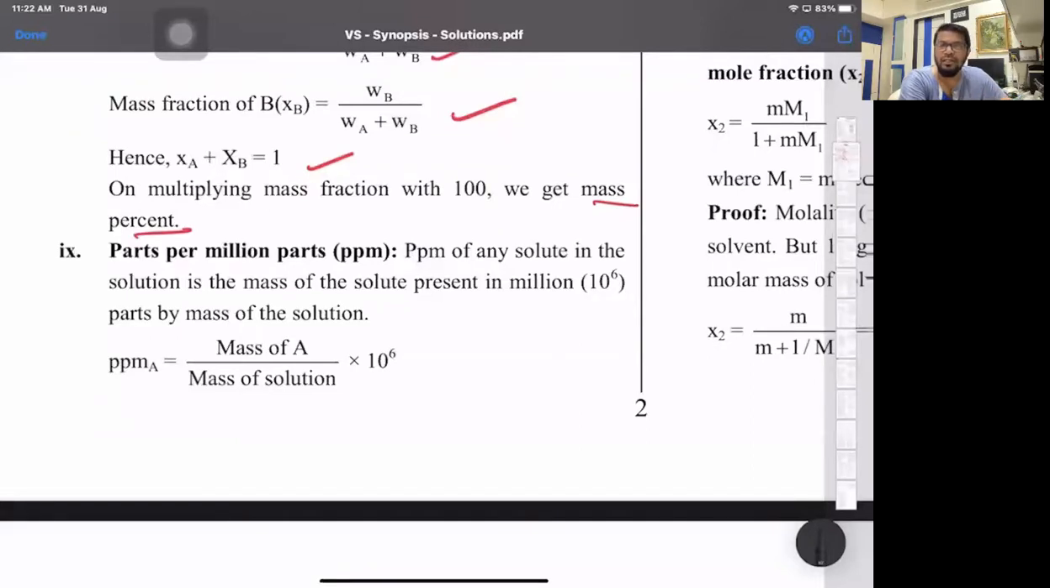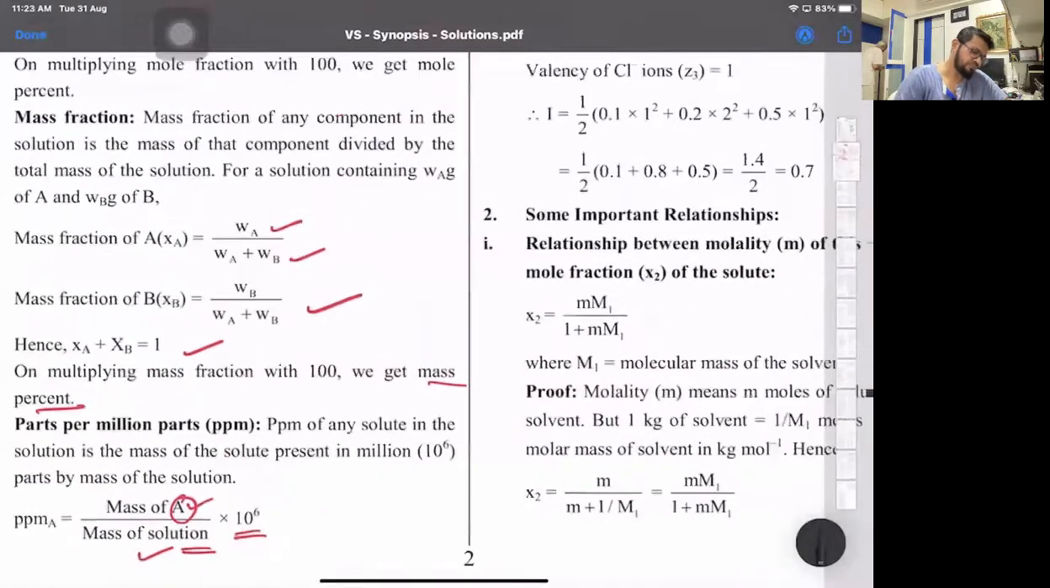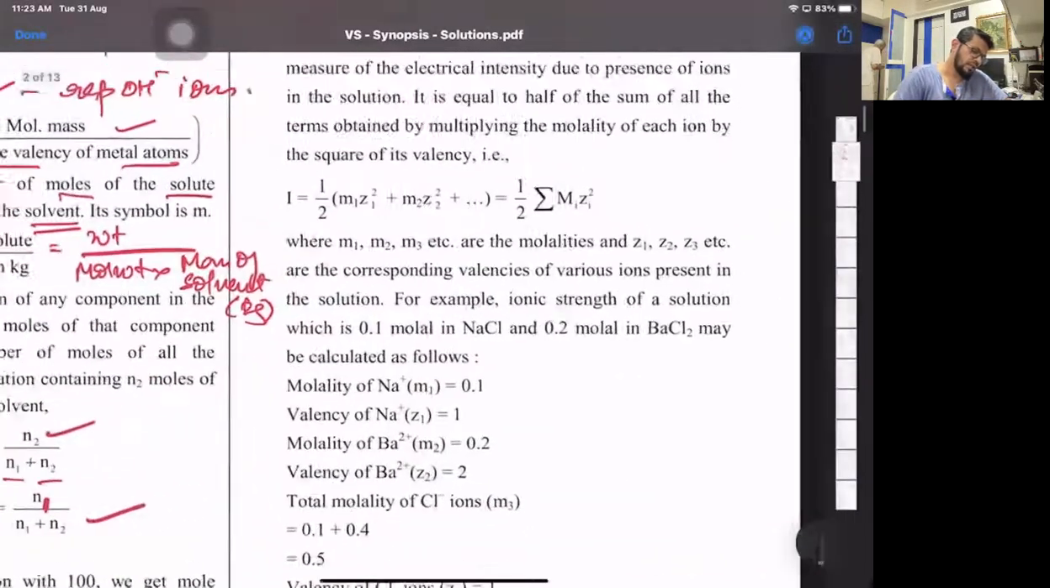Then comes ppm. ppm is nothing but the amount of solute present in a million parts of solution. So it is the mass of A upon the mass of solution into 10 raised to 6, because million is 10 raised to 6. Now when I say mass of solution, it is solute plus solvent. So here it is the mass of A, which is the solute.